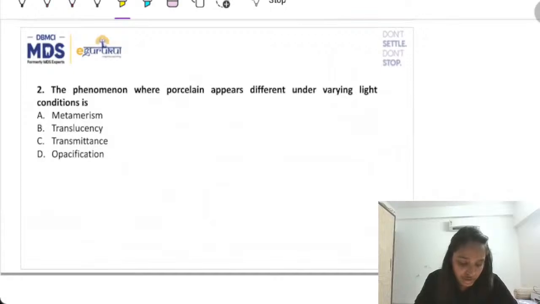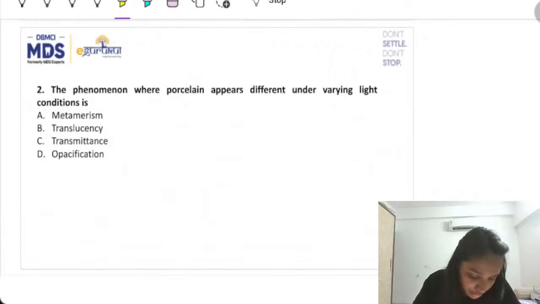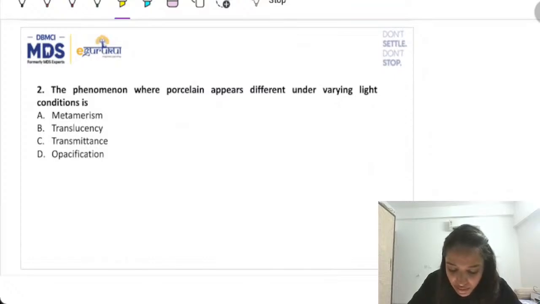Coming to the second question, the phenomenon where porcelain appears different under varying light. Can you tell me the answer to it, students? Question number two. Phenomenon where porcelain appears different under varying light conditions. What is it? Is it metamerism? Is it translucency, transmittance, or opacification? What would it be?